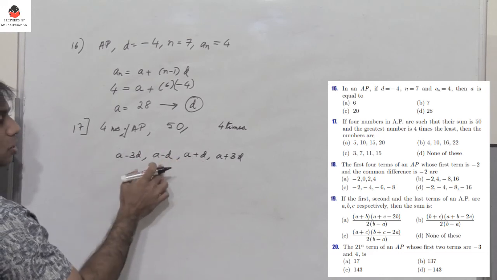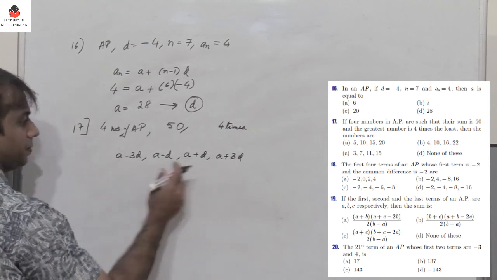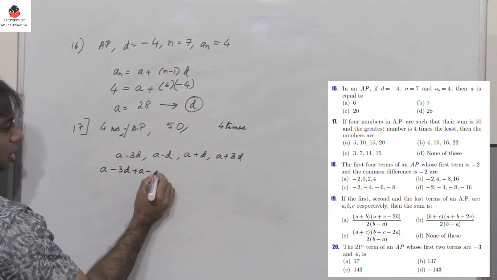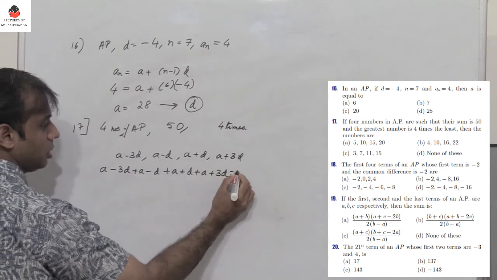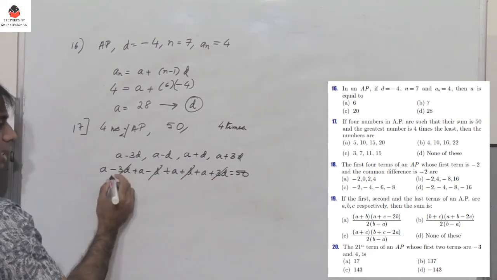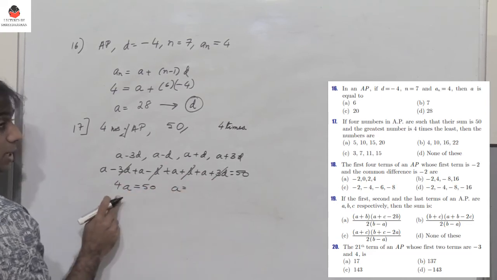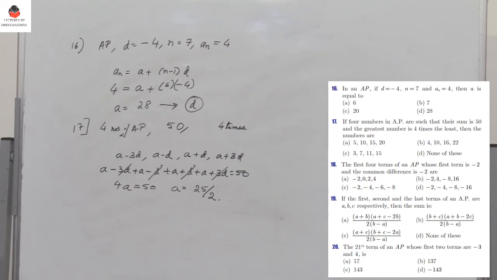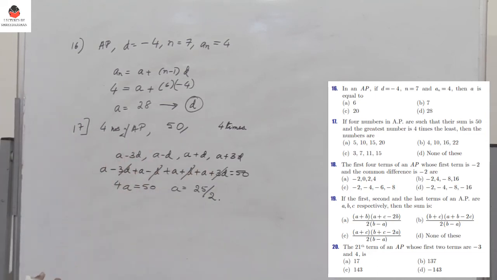So what is the common difference? The common difference is 2d here. So now when I add these 4 terms, I have a minus 3d plus a minus d plus a plus d plus a plus 3d. This is equal to 50. So all the d terms get eliminated. So we have 4a equals 50, or a equals 50 by 4, which is 25 by 2. So I've got the value of a. Remember, a is not the first term here. Alright, the first term is a minus 3d.